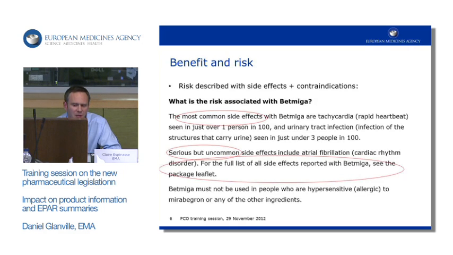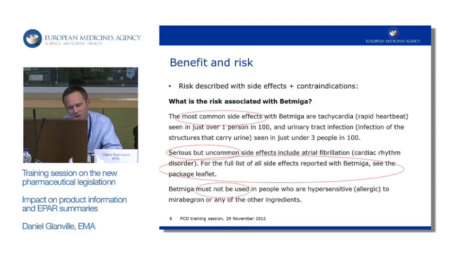And then we will always give a reference to the product information, to the package leaflet, in order to have an exhaustive list of side effects. Because, as I said, it's just not possible to give exhaustive information in the summary, and we don't want the summary to be misinterpreted as some kind of practical guide for using a medicine. Then we'll always state the contraindications as well in this section.